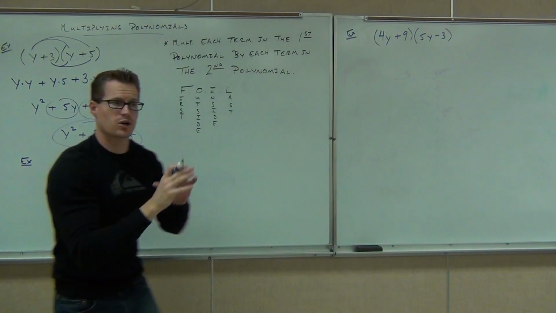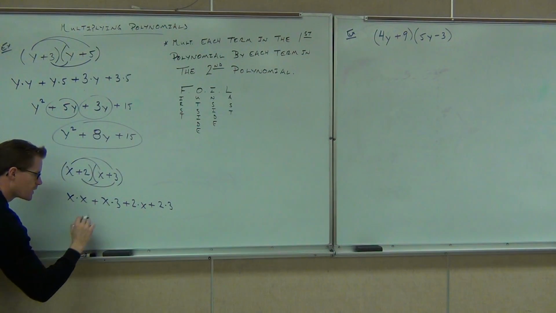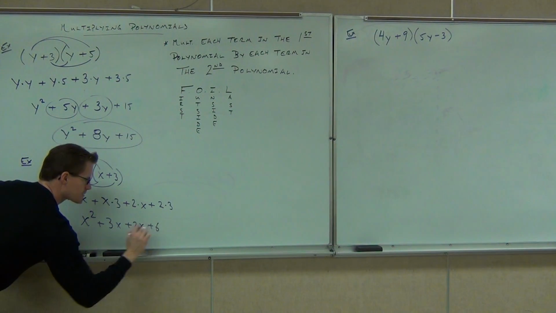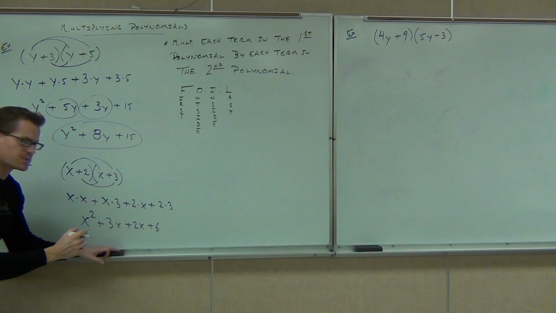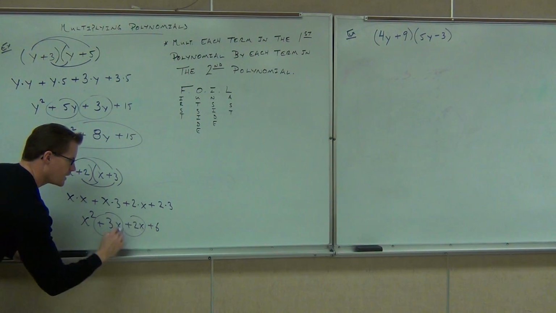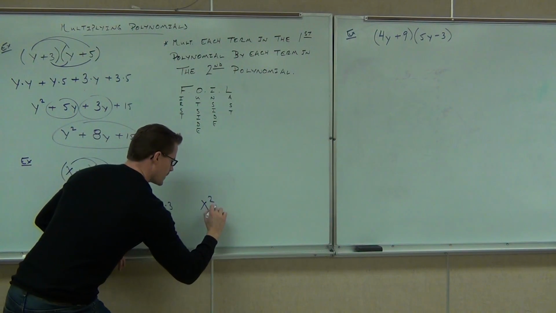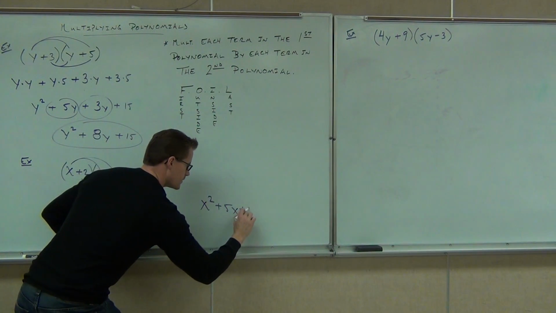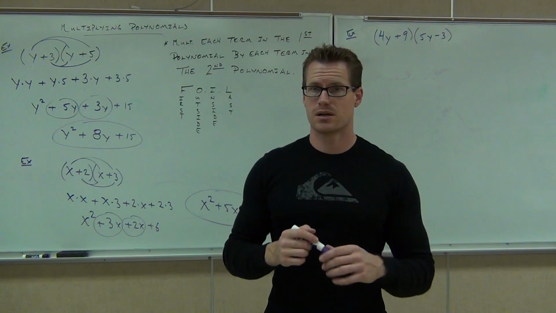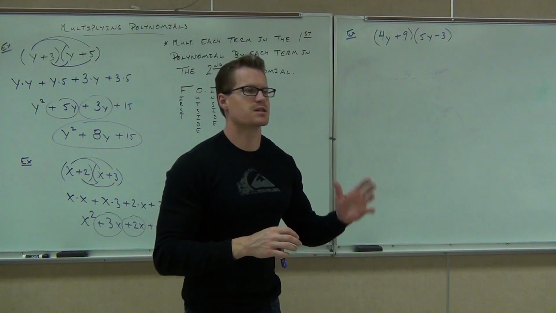Good deal. Now we do the work piece by piece. This should give us x squared. This should give us 3x. This should give us 2x. And this should give us 6. When I combine my like terms in the middle, which you'll typically have on these problems, you have a 3x and a 2x. This is x squared plus 5x plus 6. Did you get x squared plus 5x plus 6? Yes. Awesome.